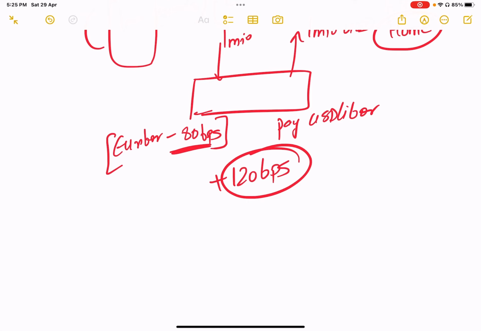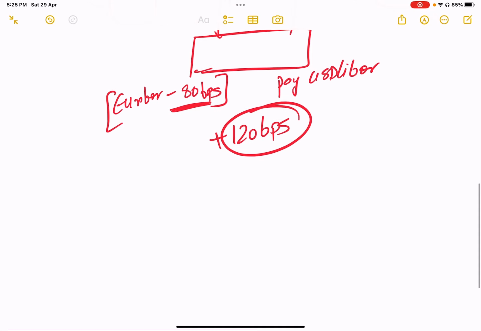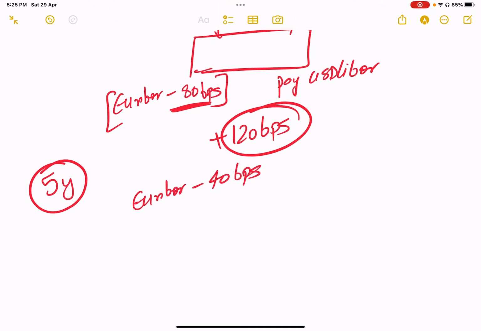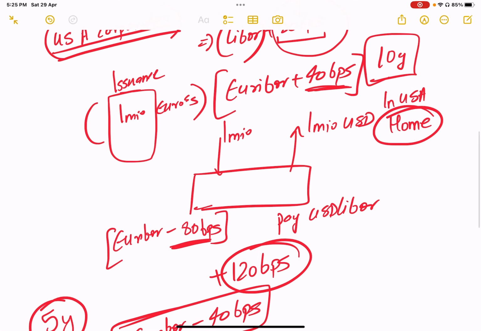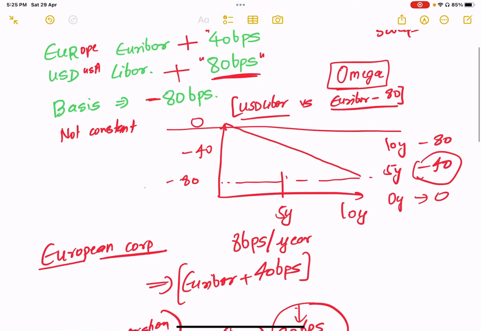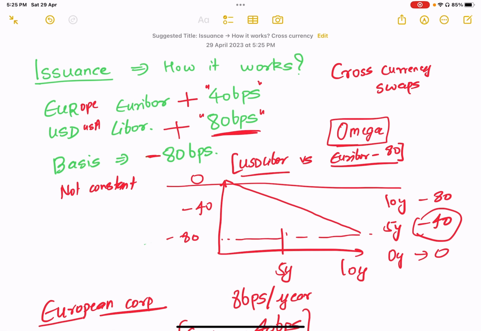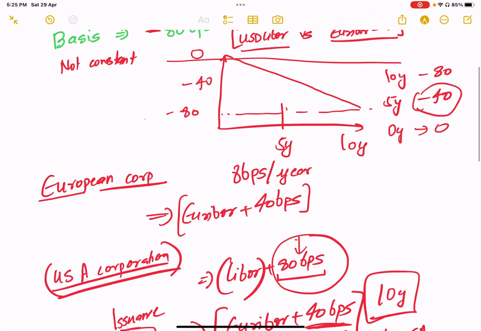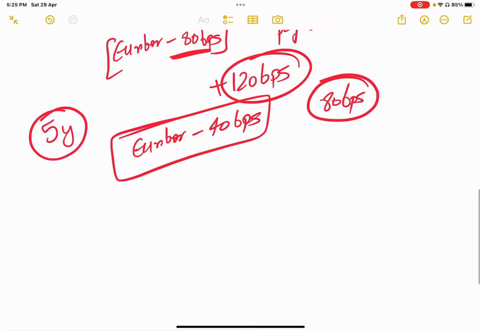What if the issuance is for 5 years? Same calculation, but it will be Euribor minus 40 bips. I will get, which combined with this 40 bips makes 80 bips. And this cost is same as what I'm getting in home country. So I'm basically indifferent between issuing it here or issuing it in Europe.